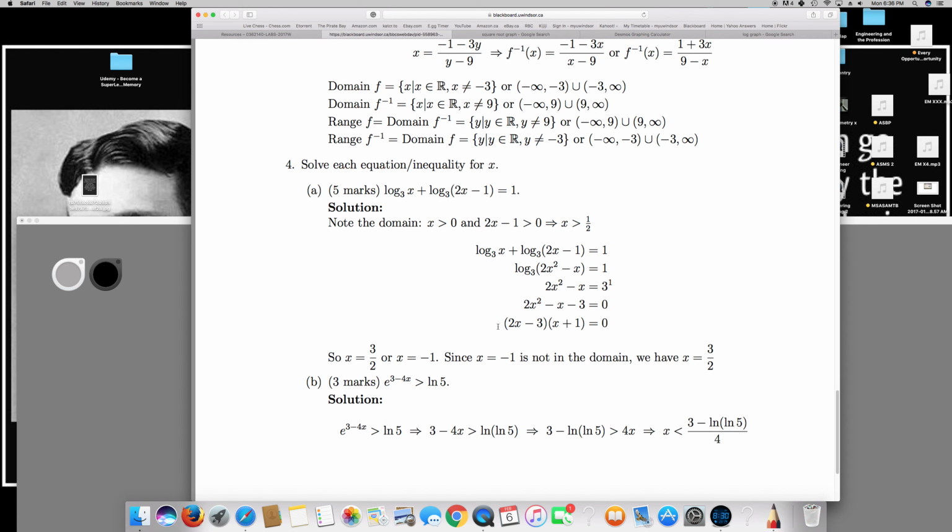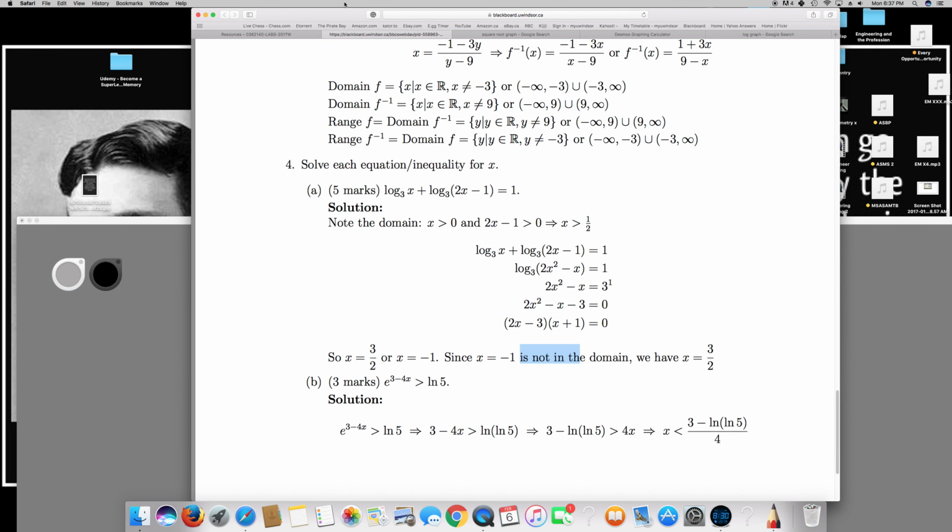So x has two different values right here. X is equal to 3 over 2 and x is equal to negative 1. As we discussed before, negative x is not in the domain, because x should never be below half, because if it's below the half, it reaches 0. So it shouldn't be below. So we have x equal to 3 over 2.